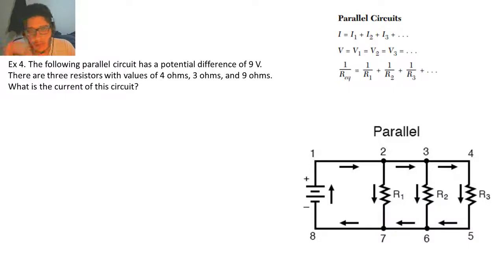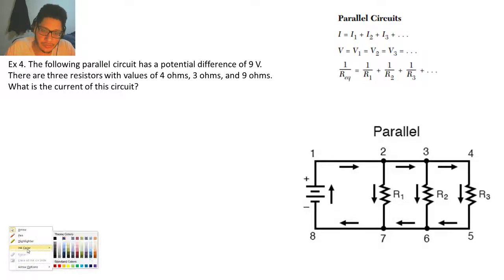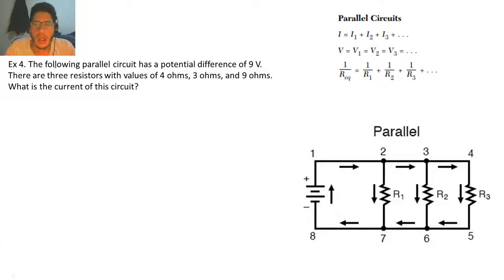Okay, now we're moving on to parallel circuits. And the reason parallel circuits get a little tricky is because of this funky looking equation. So let's read through the problem again. The following parallel circuit has a potential difference of 9 volts. So we know that that's an important value. There are 3 resistors with values of 4 ohms, 3 ohms, and 9 ohms. What is the current of the circuit?